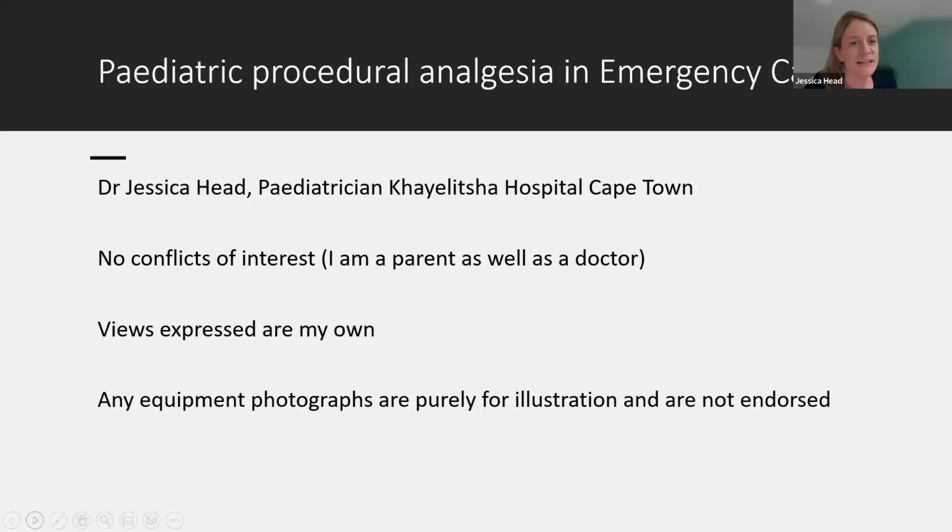So, yeah, as Andrew said, I'm a pediatrician. I'm working at Kailicha in Cape Town. I have no conflicts of interest in this talk, but I am a parent as well as a doctor. But all the views expressed are my own, and any equipment or photographs that I've used is just for illustration.